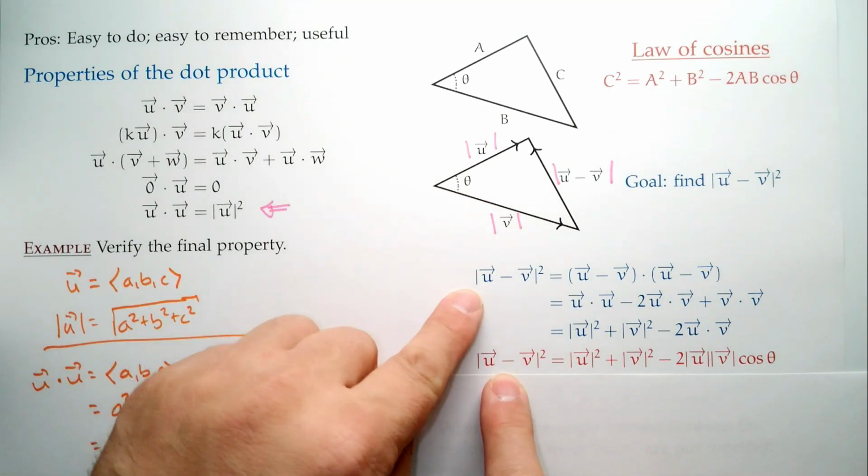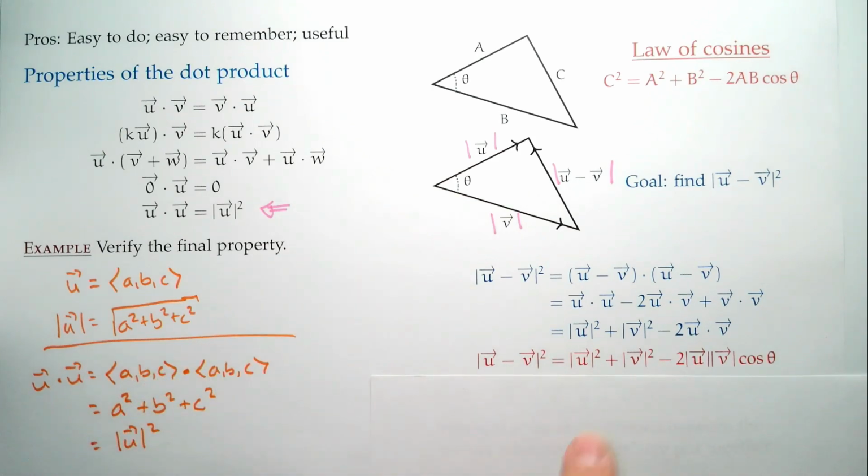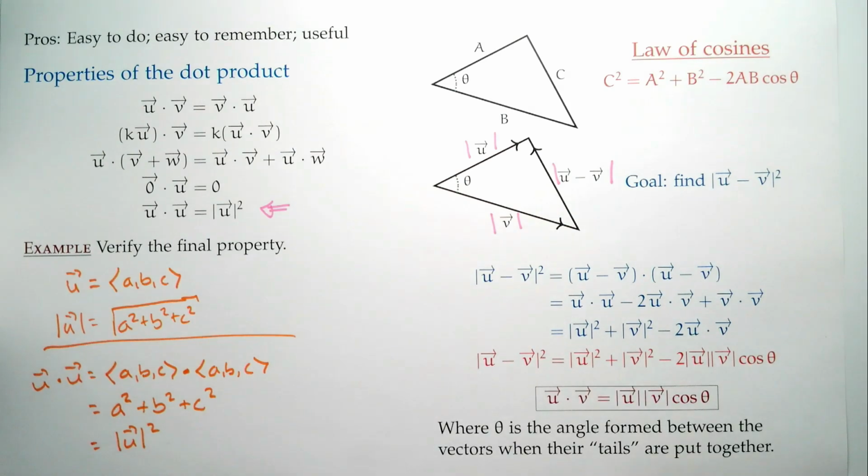These are the same, the magnitude of u minus v squared. These magnitudes of u squared are the same. These magnitudes of v squared are the same. And therefore, these last two pieces have to be the same. They have to equal each other. So what's the conclusion? The conclusion is that u dot v is equal to the magnitude of u times the magnitude of v times cosine of theta. Now what is theta? Theta is that angle that forms when you put the two vectors together at their starting points.